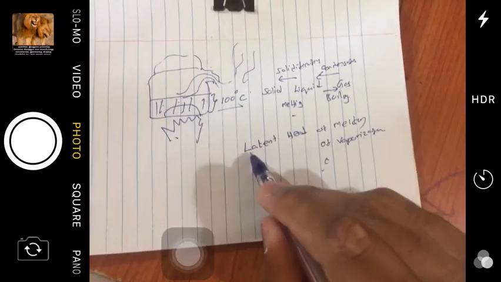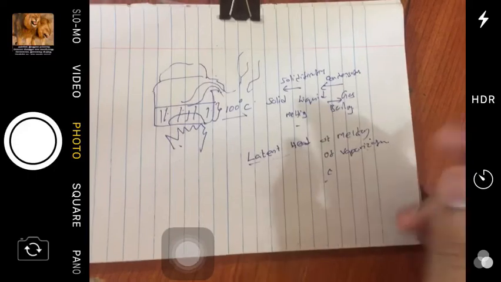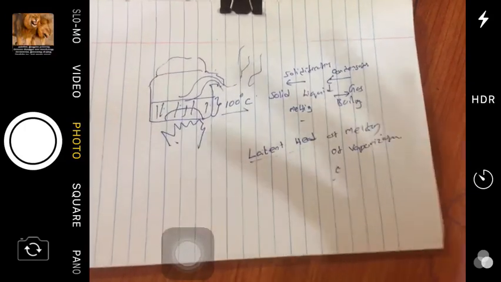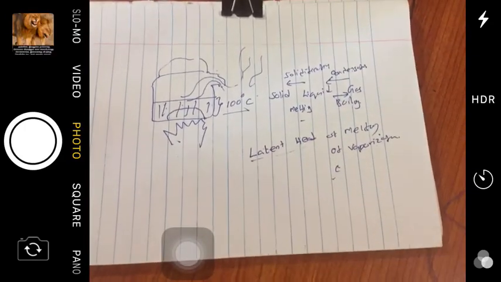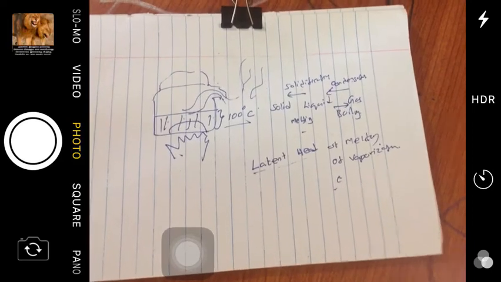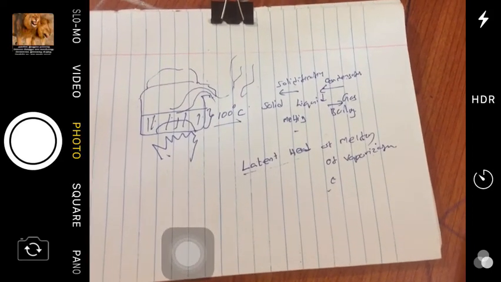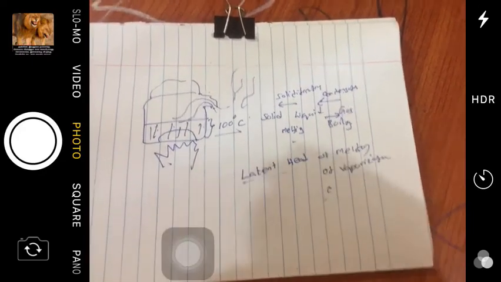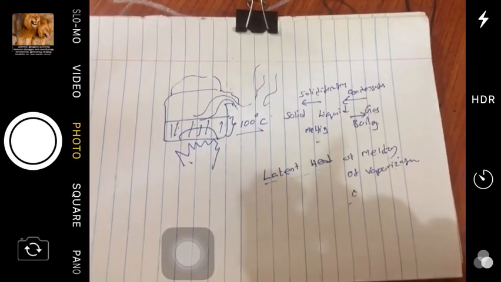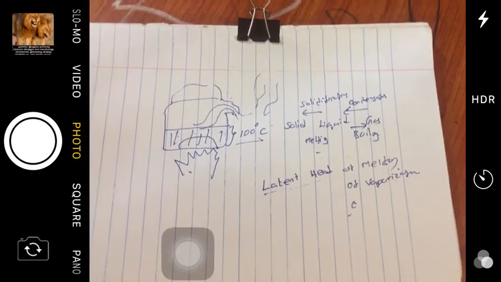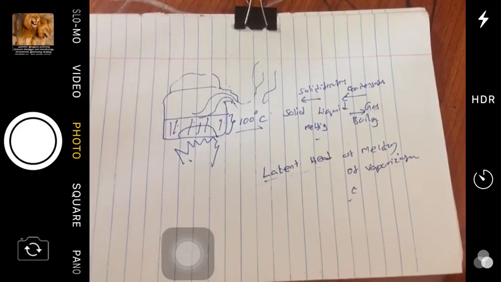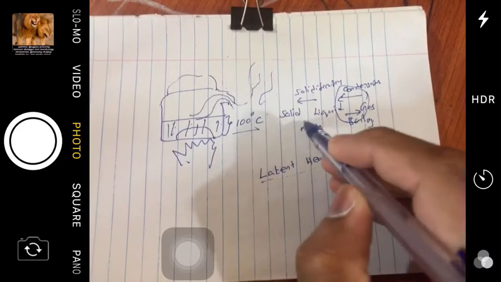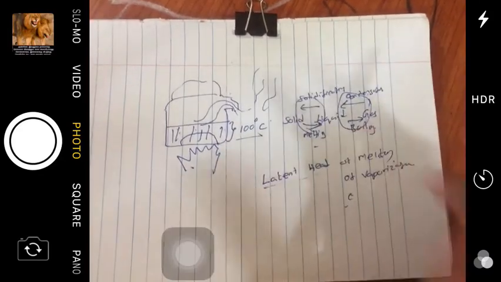Just the latent heat of melting and latent heat of condensation would be the same. If it gains that much energy, it will vaporize. If it loses that much energy, it would condense. So latent heat of melting and latent heat of solidification are the same. Latent heat of vaporization and latent heat of condensation are the same. So the two reverse processes would have the same energy. One gives it out, the other absorbs it.